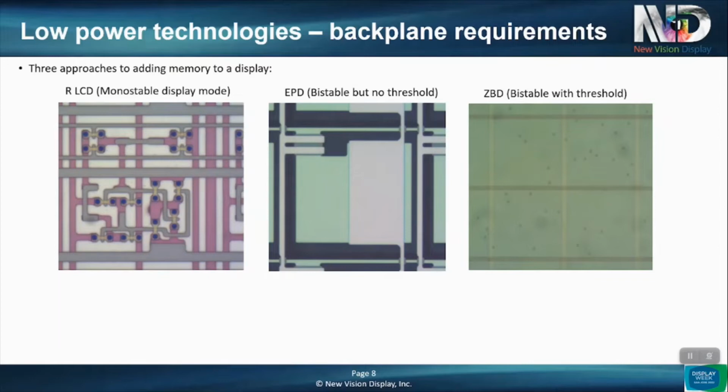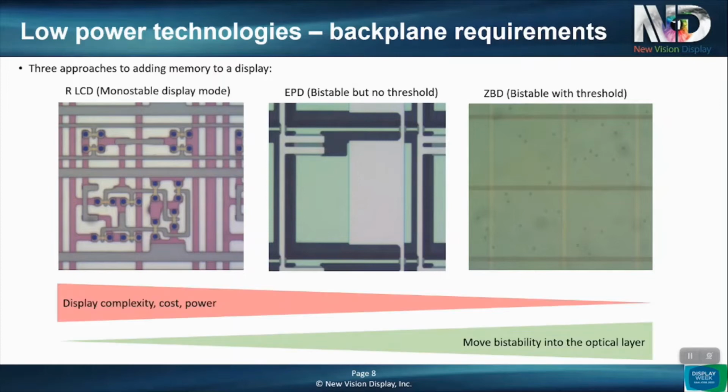And then there's an intermediate technological step where you have e-ink EPD, a display medium which is bistable, but there's not a sufficient threshold to protect pixels from neighboring pixels. So we have to use a TFT there to isolate. What we have here is a trend where we reduce complexity, cost, and power, and we do that by putting more and more of the bistable function into the optical layer. In this situation, we're heavy on electronics. Here we're heavy on physics and chemistry.